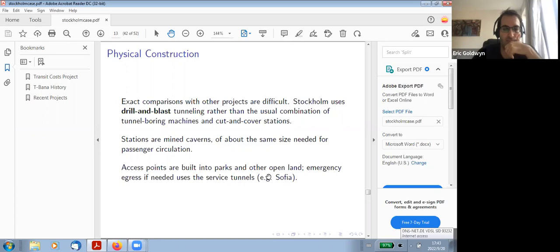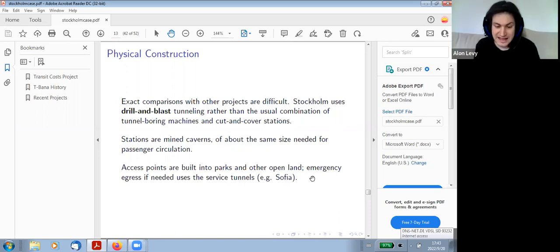Yeah, that's right. So instead, what they're doing in Sofia is they're using the access service tunnels that were used to mine the cavern. They're just leaving them open for emergency use, because they can still be used for that.